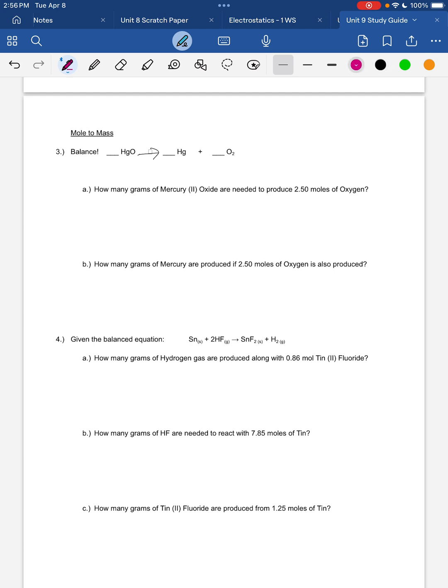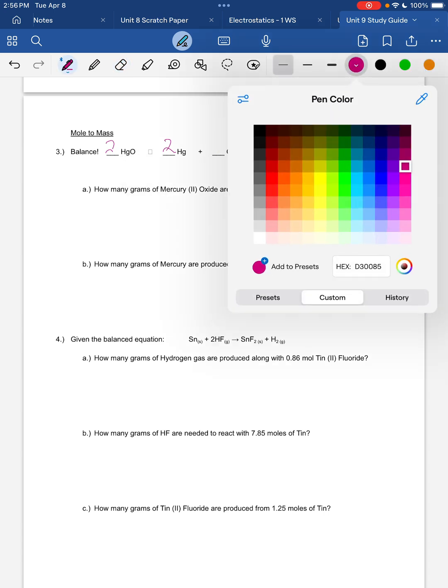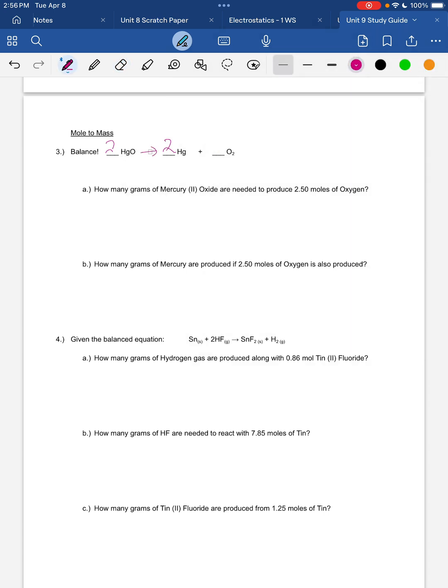First step, going ahead and balance. Our Hgs are both 1 on both sides. Oxygen is 1 on the left and then 2 on the right. So I'm going to multiply my oxygen by 2 on the left-hand side. This is also going to change the number of Hgs. So I have 2 Hgs on the left, so then I need to have 2 Hgs on the right as well. So now it's balanced. Okay. And again, there's a little arrow here. This is a 2. This is a 2.